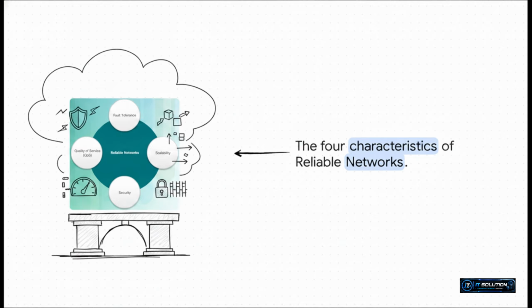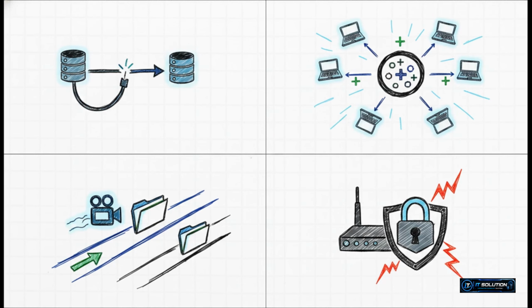To guarantee this reliability, architects focus on 4 fundamental pillars: fault tolerance, scalability, quality of service, and security. And trust me, if any one of these 4 pillars is weak, the entire network experience suffers. So the absolutely crucial point here is understanding how each of these pillars functions. Fault tolerance means building in redundancy, like having duplicate routers or extra cable links, so that if one device completely fails, the network instantly routes around the problem without the user ever even noticing.